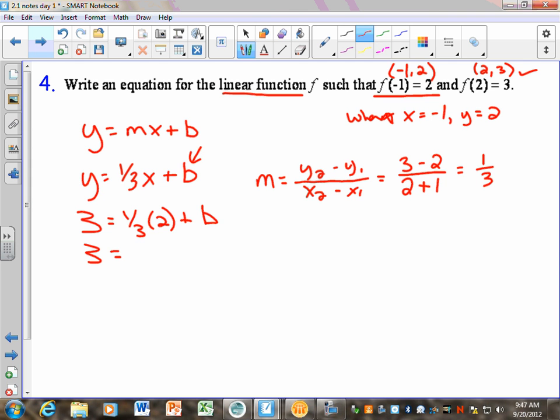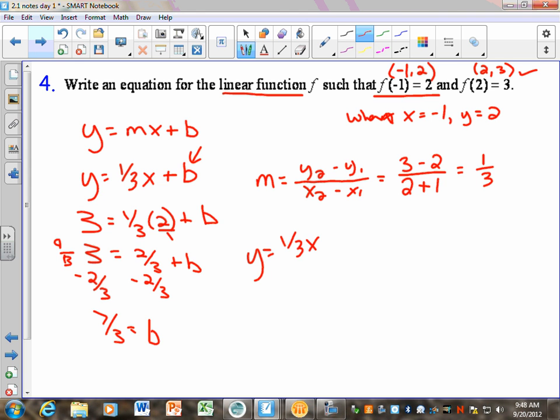You definitely can use a calculator, but 1/3 times 2 is just 2/3. And I subtract 2/3 over. I think that's going to be like 2 and 1/3. But if I'm going to do it as an improper fraction, that would be a common denominator of 3. So that would be 9/3 minus 2/3 would be 7/3. It's okay if you just give me 2 and 1/3. So my equation is plugging that in. So I get y equals 1/3 x plus 7/3 or 2 1/3.